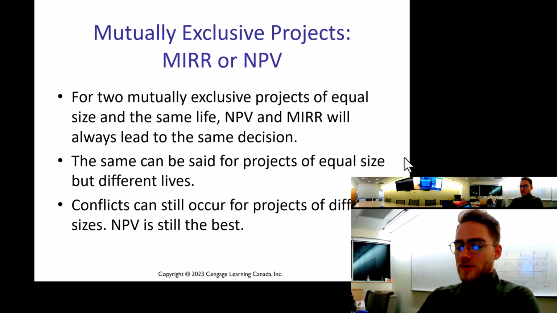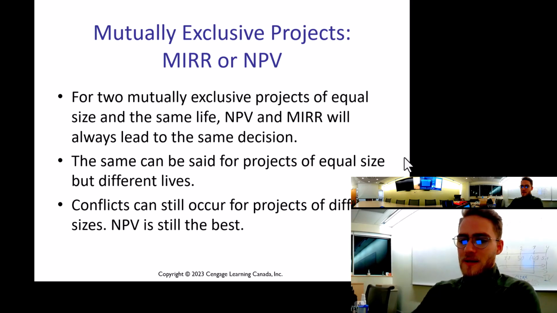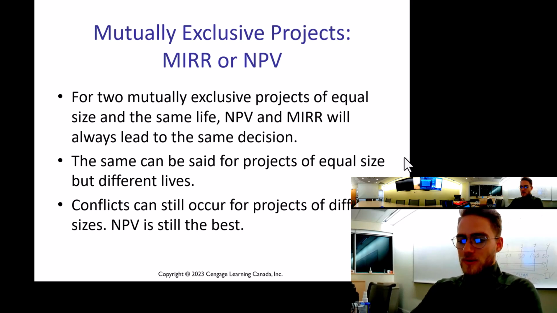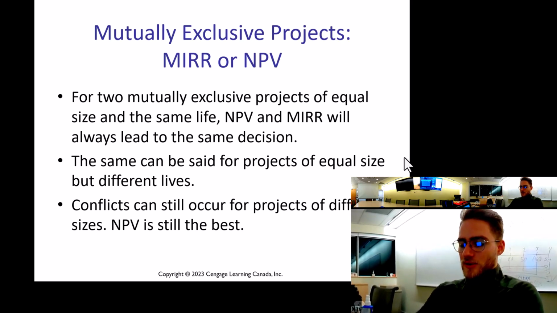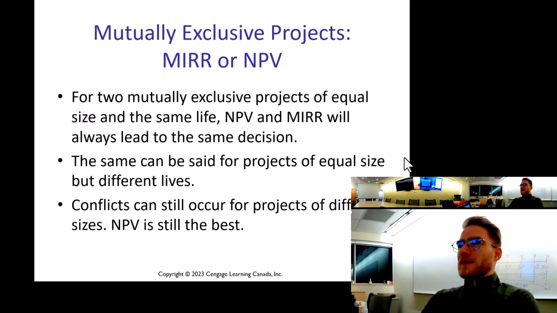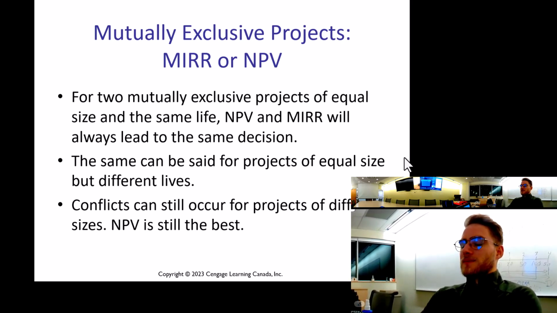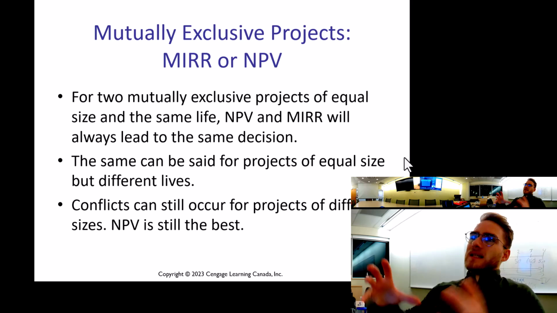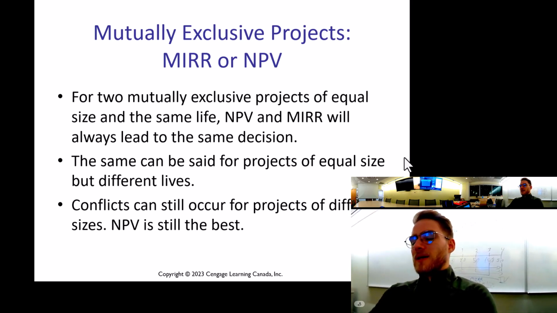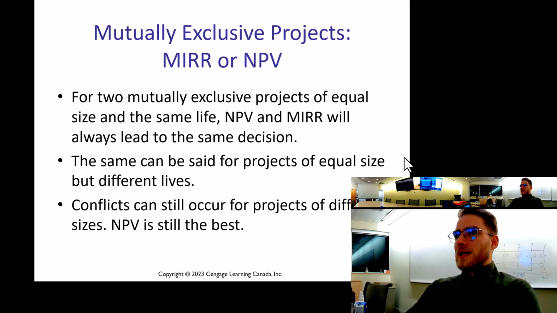And then, mutually exclusive projects. So we have MIRR or NPV. For two mutually exclusive projects of equal size and the same life, NPV and MIRR will always lead to the same decision. The same can be said for projects of equal size but different lives. And then conflicts can also occur for projects of different sizes as well. NPV is pretty much the best in every single circumstance. It's pretty widely applicable. For projects of significantly varying length, we have an equivalent annual annuity, I believe it is, that we calculate. But anyways, we'll get to that later in this lecture.